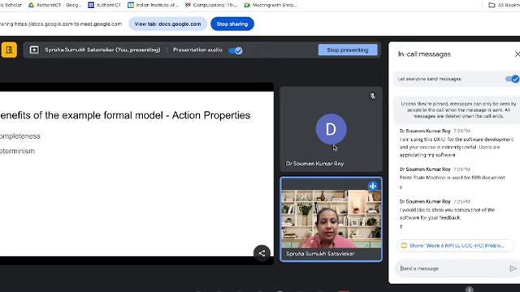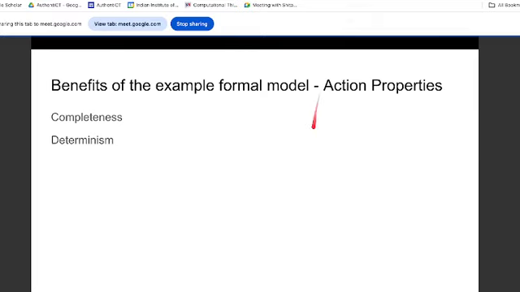Even though it is different, it will be deterministic. So we will be able to determine what the state change is based on the model. That is why it is a property of the actions in the formal model. So it is an action property.